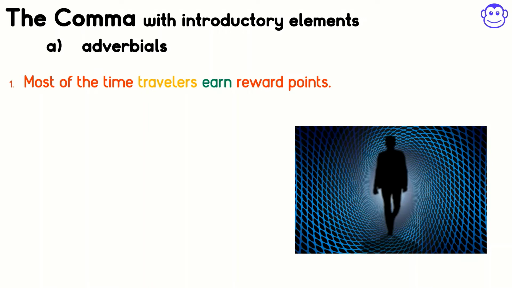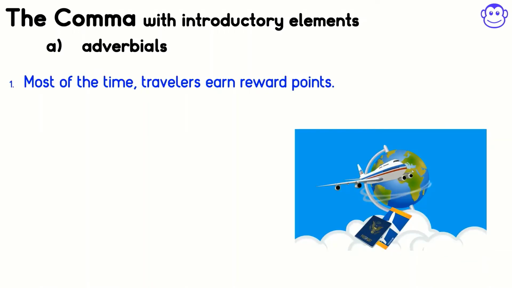The confusion in this sentence is caused by the apparent forming of the compound noun time traveller. By placing a comma following the introductory element, we ensure that the intended message is communicated. Most of the time has now been clearly marked as an introductory element to the main clause, travellers earn reward points. In this example, most of the time modifies the entire main clause as an adverbial phrase of time, answering the question, how often?